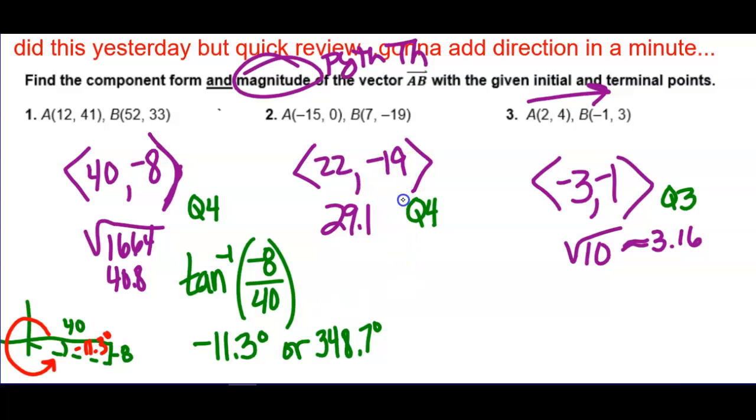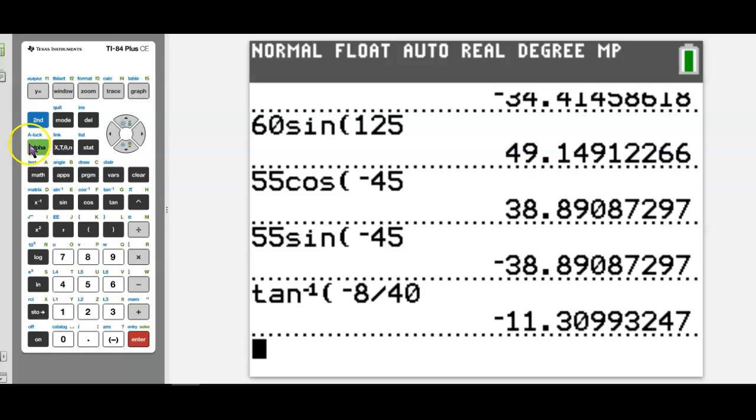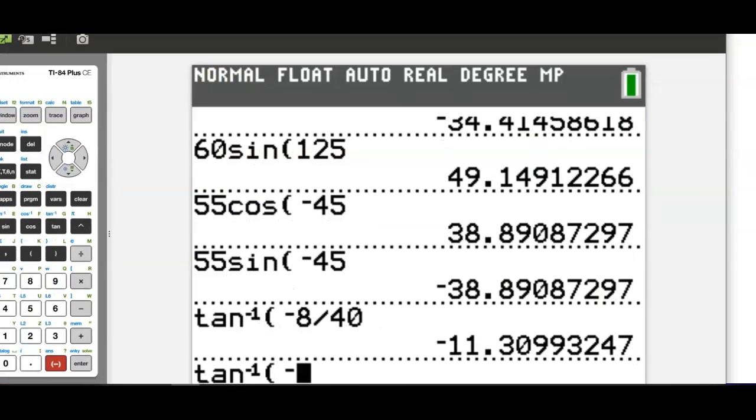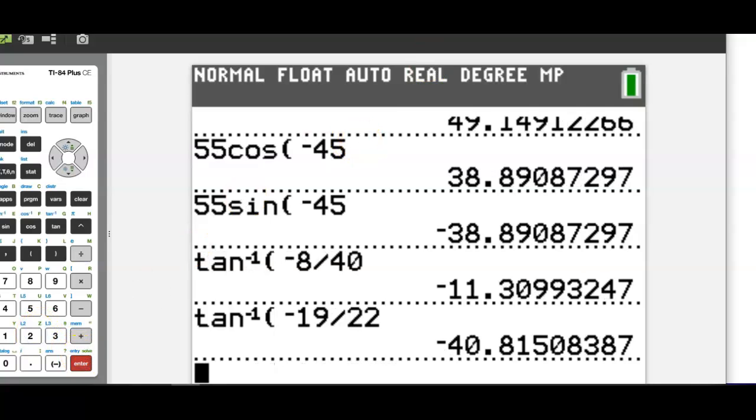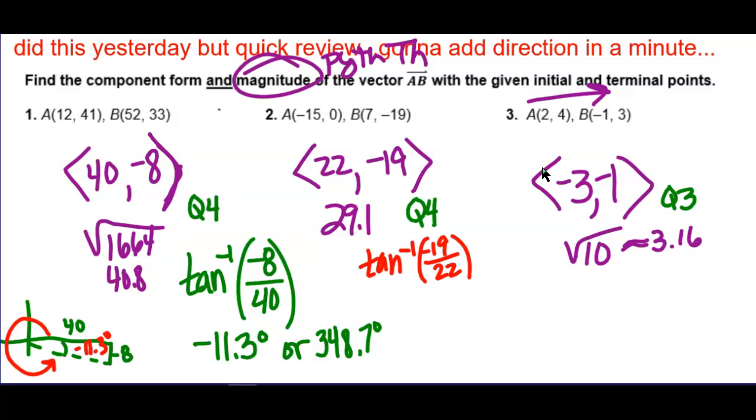This one is in the same quadrant. So when we do inverse tangent of y over x, don't forget the negative so that it knows we're in that quadrant. I already forgot what I wrote. 19 over 22. Got -40.8.